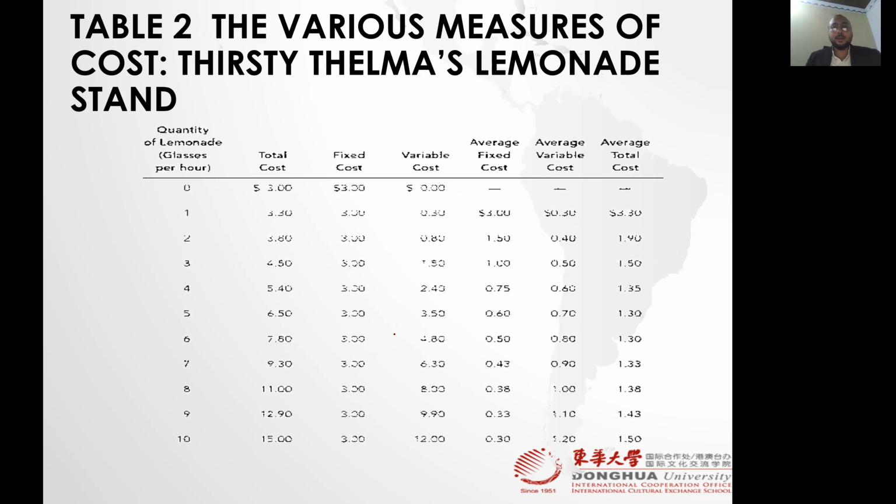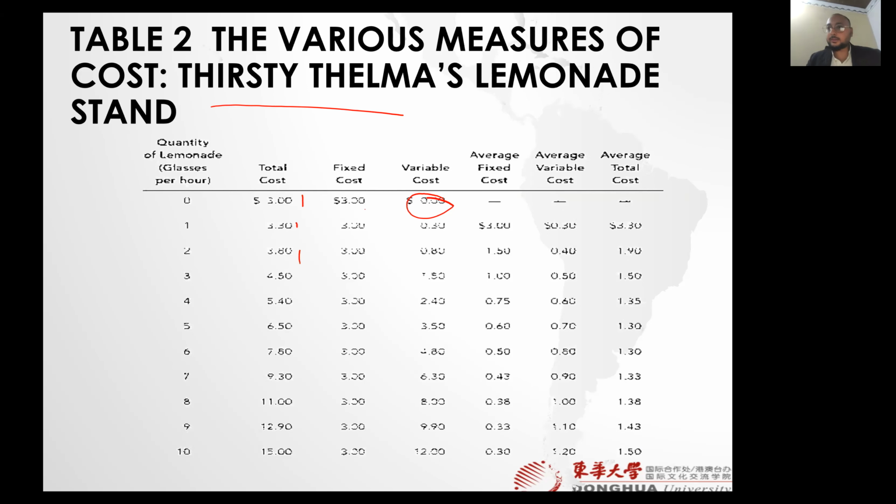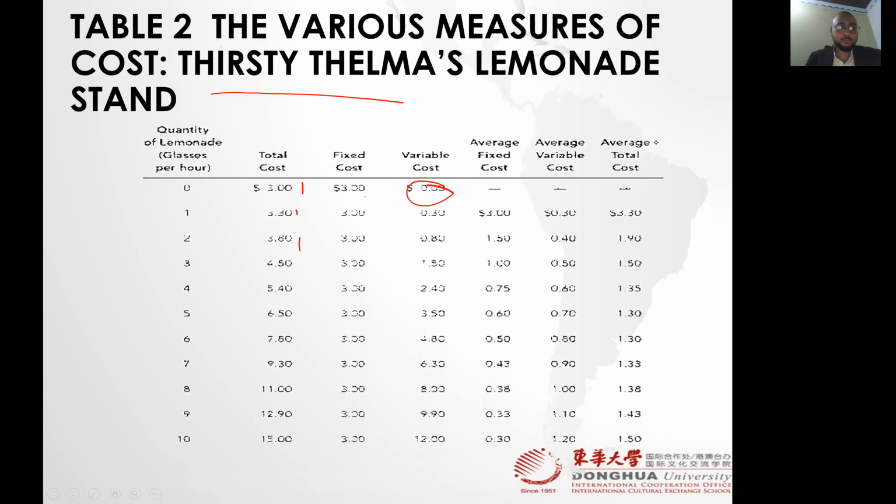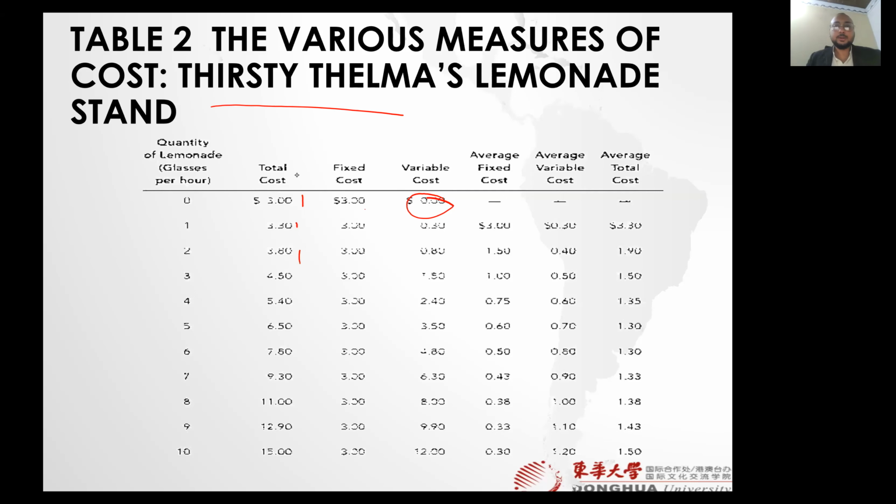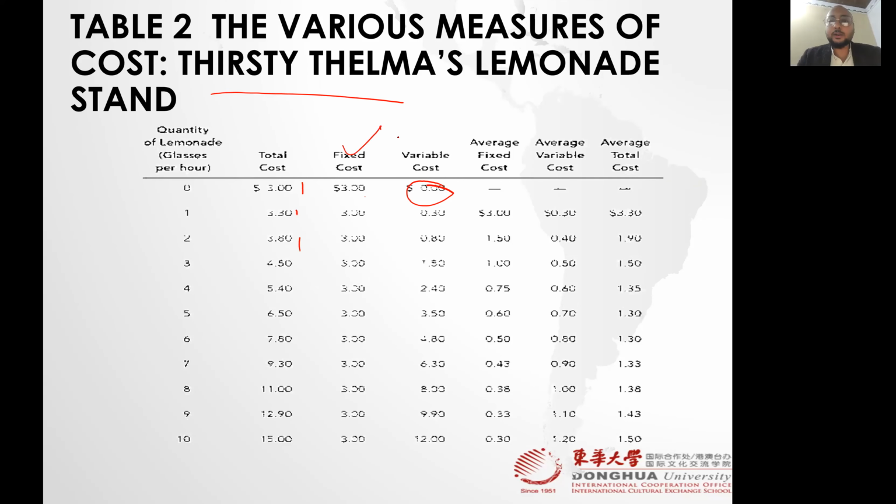We are given Thirsty Thelma's lemonade stand, which is example number 2 from your book. Did you notice something here? The total cost is 3.3, 3.8. So variable cost is 0 here, and fixed cost is 3. In that case, we have the fixed cost and variable cost.